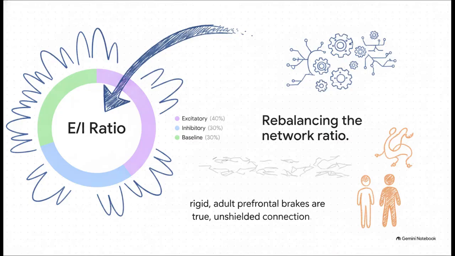If we were to actually run that script, it would dynamically graph out the E/I ratio. That's the excitatory to inhibitory balance of the PV interneurons. You'd see the exact microsecond that the upregulated excitatory activity spikes and suppresses those rigid adult prefrontal brakes, allowing for true connection and baseline stability.